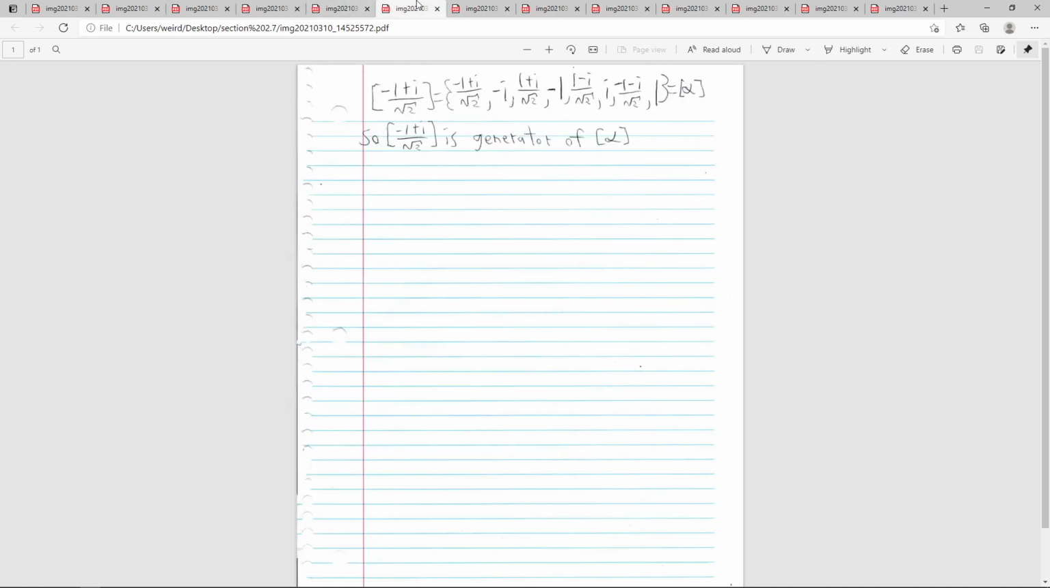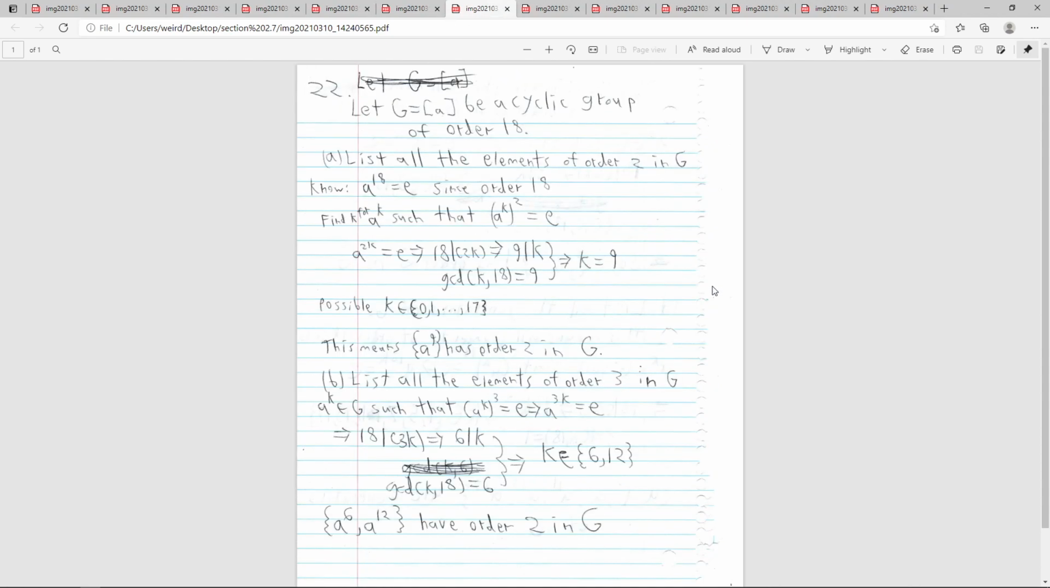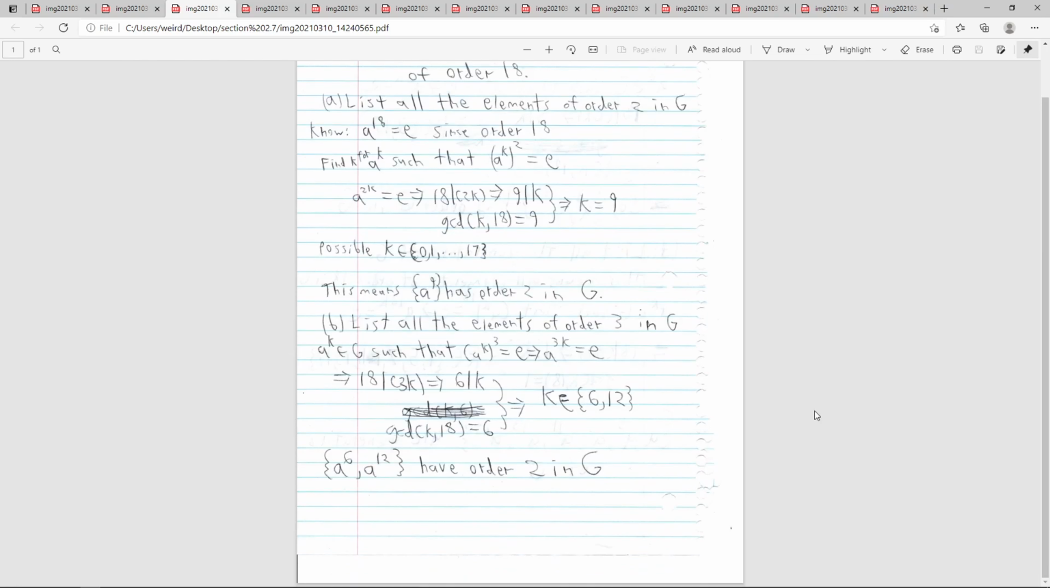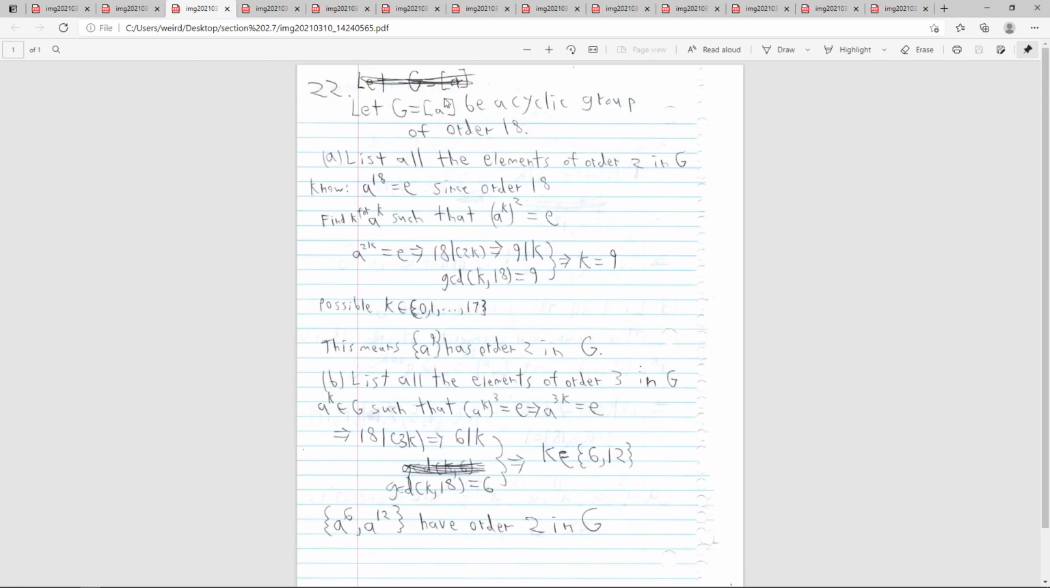And let's make our lives easier. Let's do this one, then I'll explain the really long one. I'm going to skip backwards after this. Problem 22. Let G equal the group generated by a, a cyclic group of order 18. List all the elements of order 2 in G.